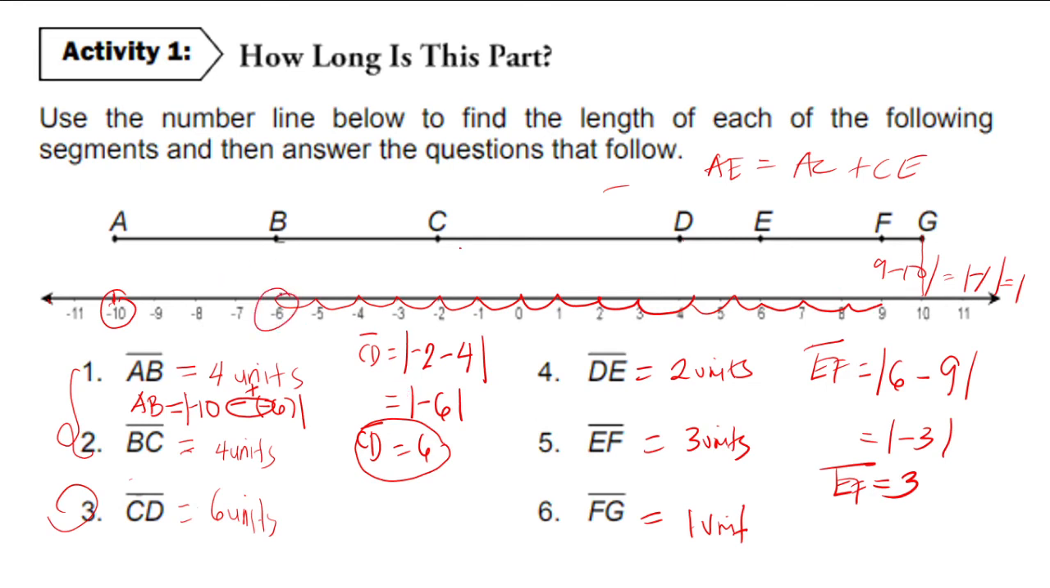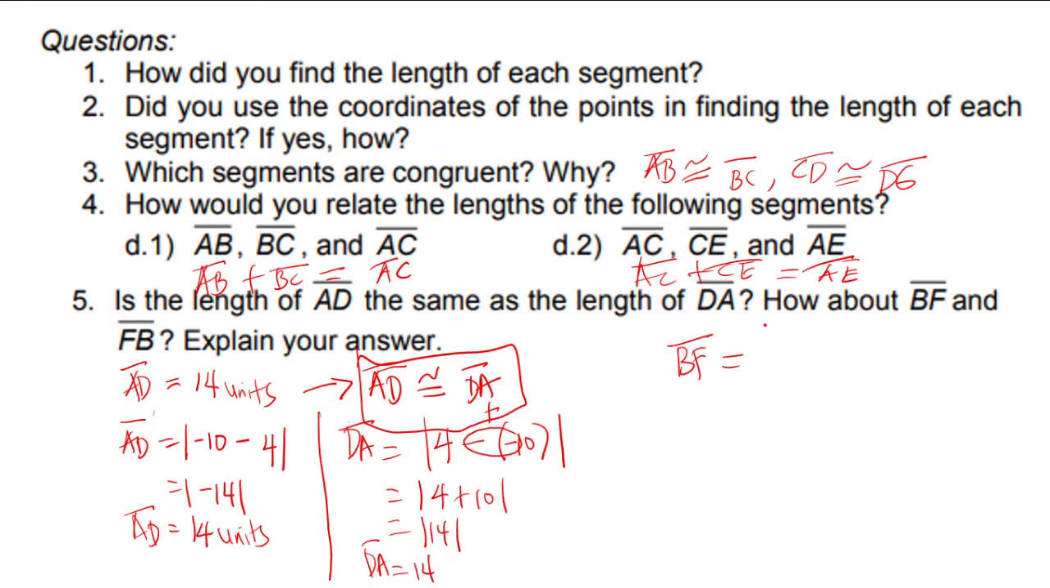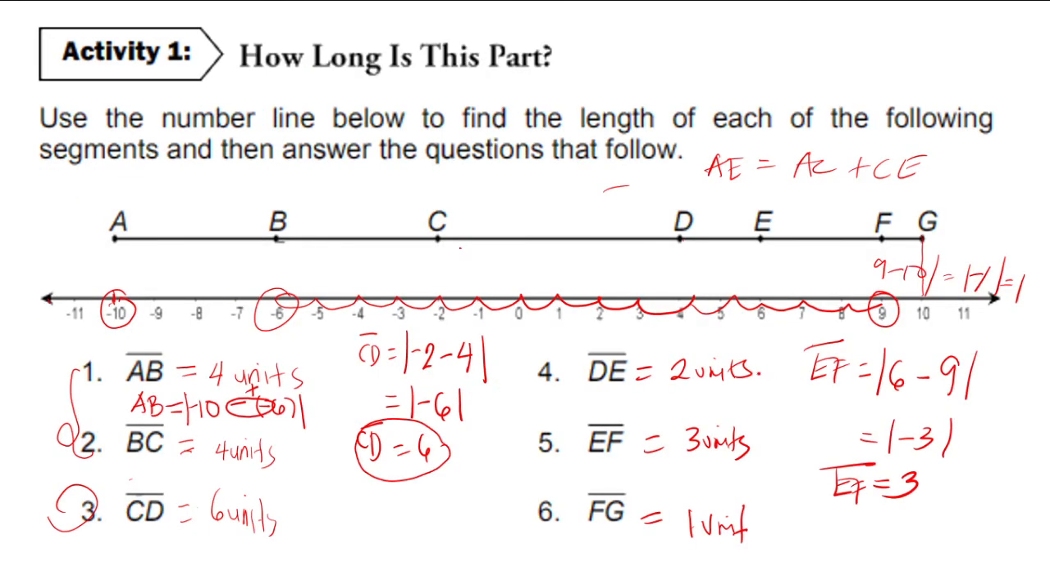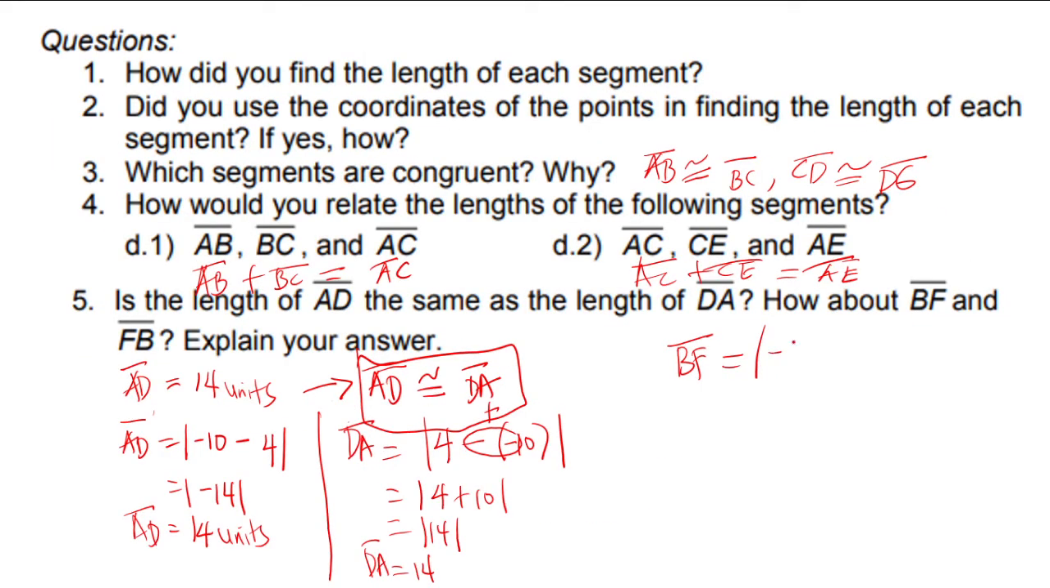B is located at negative 6 and F is located at positive 9. So by absolute value, we have B is negative 6 and F is positive 9. Negative 6 minus 9 is negative 15. And the absolute value of negative 15 is 15.